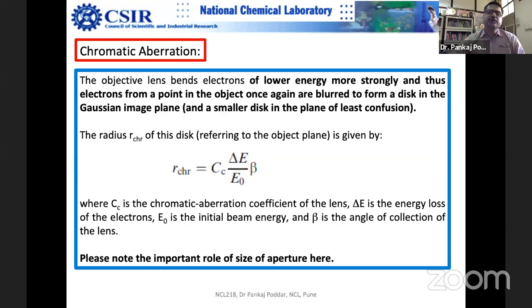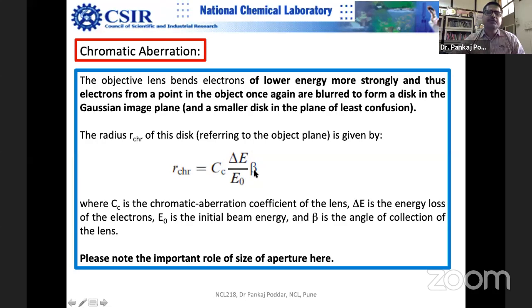Delta E can be because of your source. It can be because of your sample, as we have mentioned. Any dispersion, any deviation from the E0 number. Suppose E0 is 300 keV. Any deviation from 300 will contribute to delta E. So the larger the delta E, the larger this disk size will be.